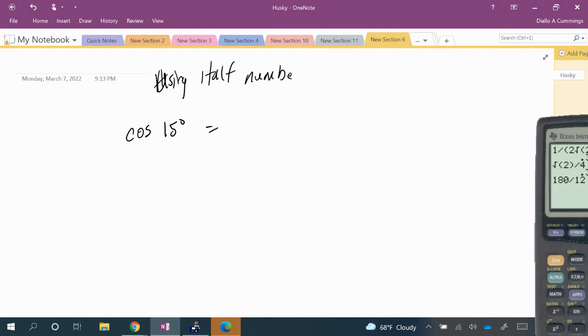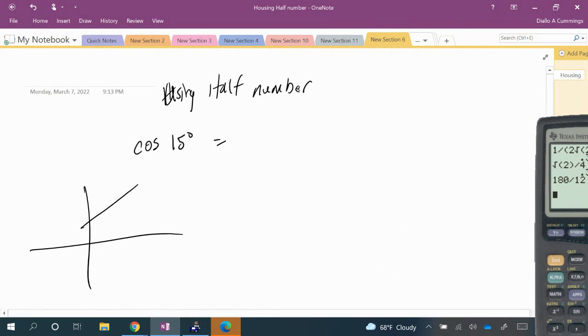All right, so this is how this works. First off, you want to determine which quadrant the cosine of 15 degrees is in, right? Because remember in our formula, there was that little plus or minus thing. So in order to figure out if it's plus or minus, first of all, we're going to find out where a 15 degree angle lives. It should be somewhere in the first quadrant.